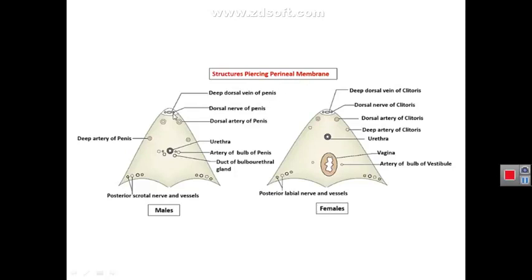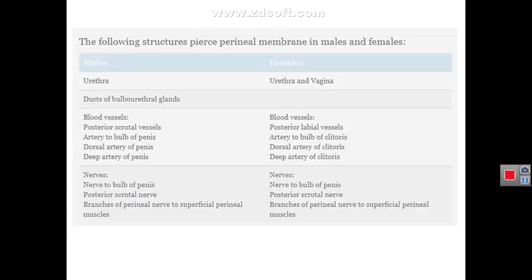You can see that there is a space between the pubic symphysis and the anterior limit of the perineal membrane. This space transmits the dorsal nerve and vein of the penis, or the dorsal nerve and vein of the clitoris. If you want a summary to read about the structures perforating this membrane, this is the summary for the structures passing through the perineal membrane, or the inferior fascia of the urogenital diaphragm.